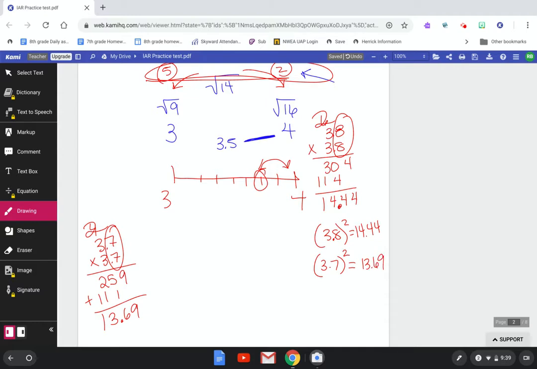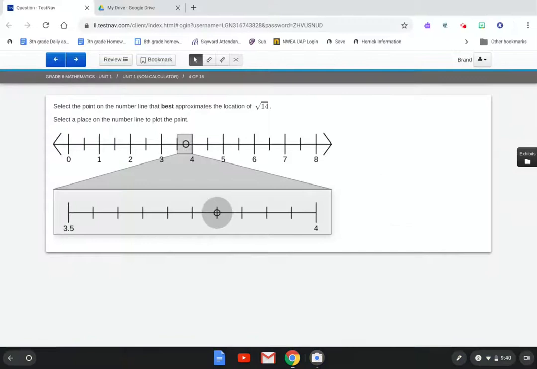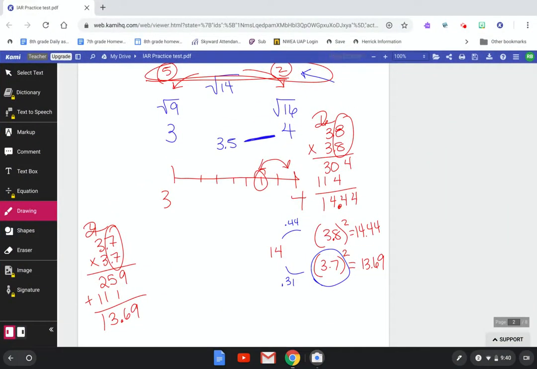13.69. So now you have to think of this in relationship to 14. When I looked at this, I was like, oh, the distance away, this is 0.44 away, and the distance between here and here is 0.31. So 3.7 wins, yay, except for when you go back to this graph, 3.7 is right here. So we have 3.6, 3.7, and this is 3.8. And then I'm like, oh, what if 3.75 squared is actually closer to 14? Before I walk away from this problem, I get to do that one more time.